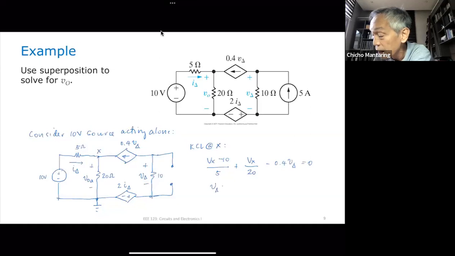V sub delta is equal to first negative, because this current will be flowing here from down to up, but the polarity of V delta is plus minus, up to down. And therefore it's against the passive sign convention, and therefore you have to put a negative sign. Negative 0.4 V delta multiplied by 10. It took a while, but finally you got it. Any question with respect to this equation? Do you understand why?